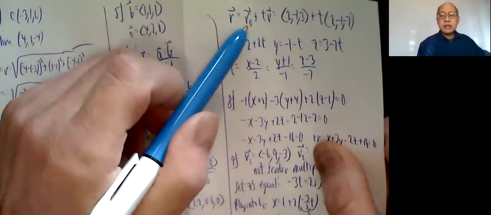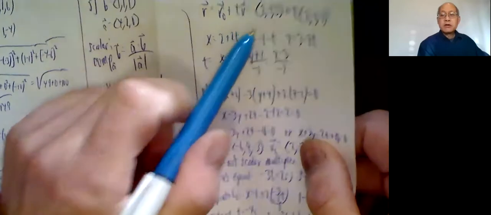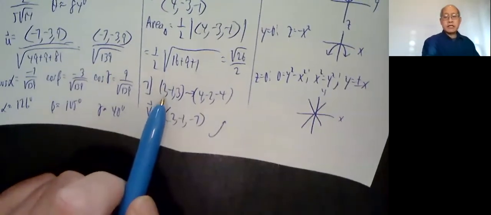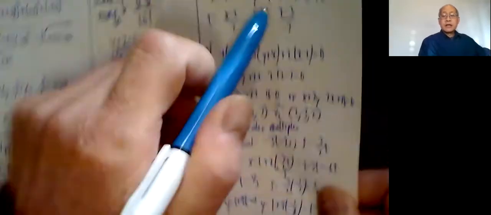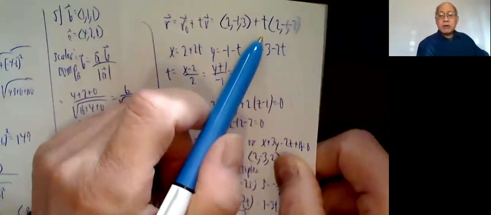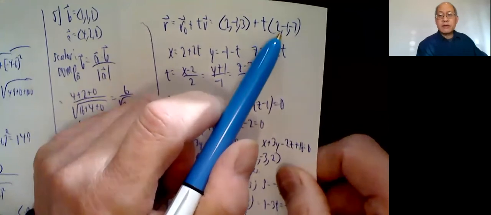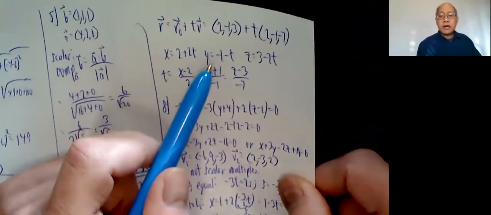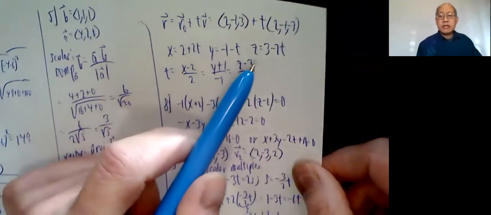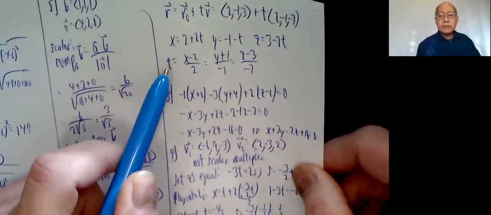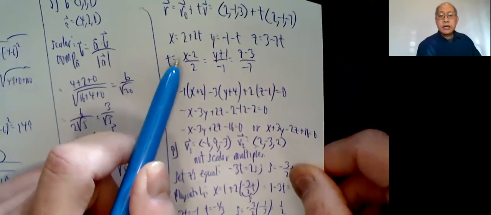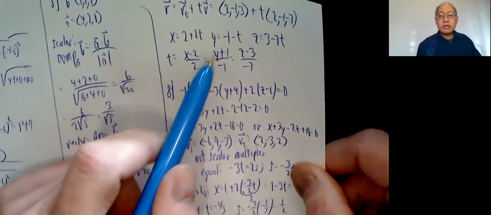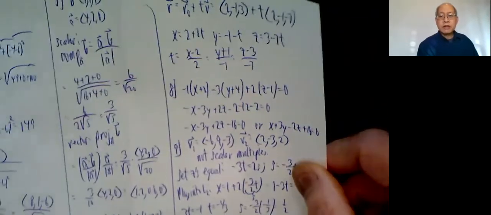Okay, so r is r0 plus tv. So the vector 2, -1, 3, it's the same as the point 2, -1, 3, but write it as a vector. And then plus a scalar multiple of the direction vector 2, -1, -7. So that gives me x is 2 plus 2t, y equals -1 minus t, z is 3 minus 7t. Solve them all for t to get symmetric equations. t equals x minus 2 over 2 equals y plus 1 over -1 equals z minus 3 over -7.